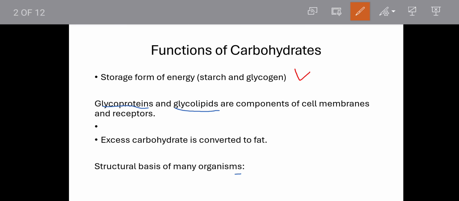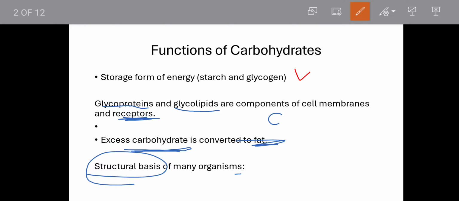Some of them can be receptors, and some of them can be antibodies or antigens. They can serve multiple roles on your cell membrane. And then we also get to see that excess carbohydrate is converted to fat. And aside from that, carbohydrates form a structural basis of many organisms. So we see carbohydrates forming the cell wall of plant cells. So that is what? Cellulose, eh?